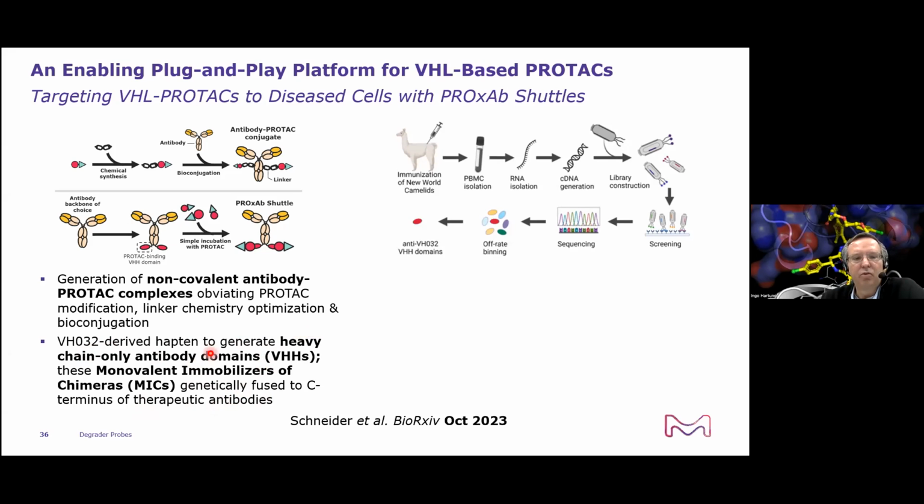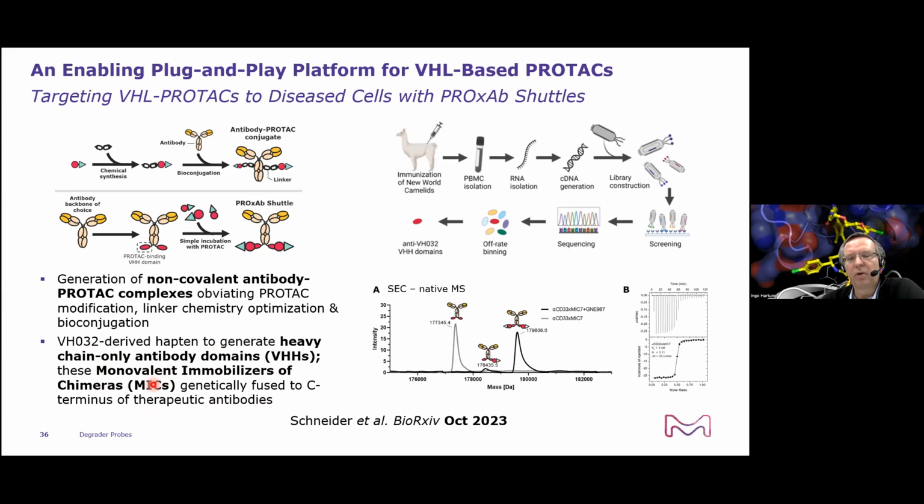And these domains, they then termed monovalent immobilizers of chimeras, MIC, to generate something which is now a non-covalent antibody PROTAC complex. And this is how it looks in reality. So you take your antibody, you take your PROTAC, essentially you pipette it in at room temperature. And what is shown here is the size exclusion chromatography native MS. And you can beautifully see if you do this with a stoichiometry of 2:1, you end up with almost a perfect distribution. I think mathematically it's 1.9.